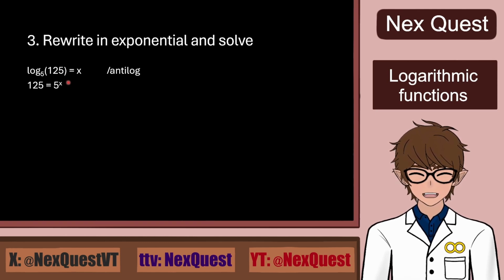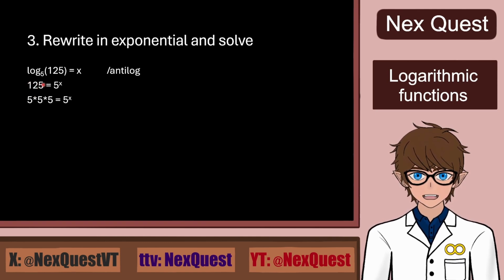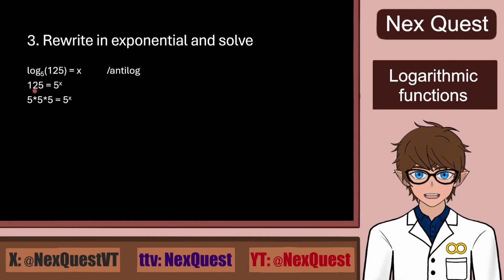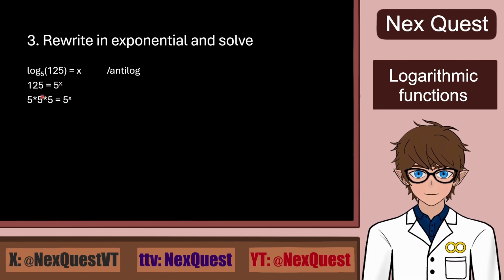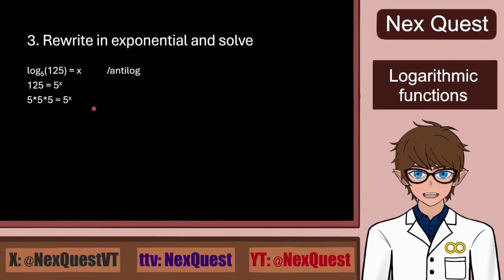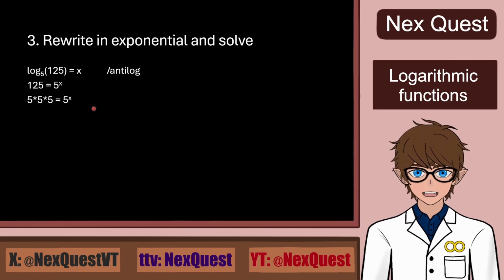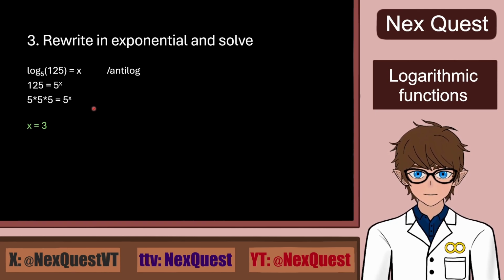So basically rewrite this as prime factors. 125 divided by 5 is 25. 25 is 5 squared. So we have 5 times 5 times 5, which is 5 to the power of x. And if there's three 5s, that's 5 to the power of 3. 5 to the power of 3 equals 5 to the power of x. x equals 3, which is the solution.